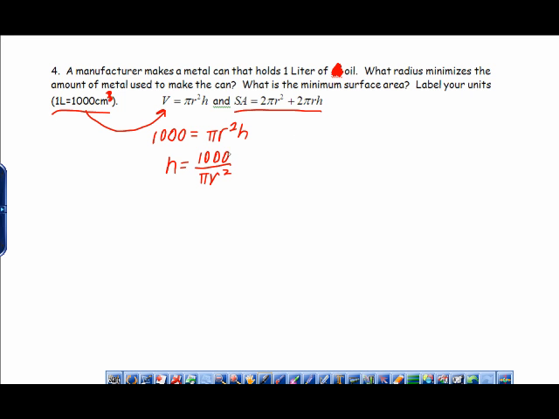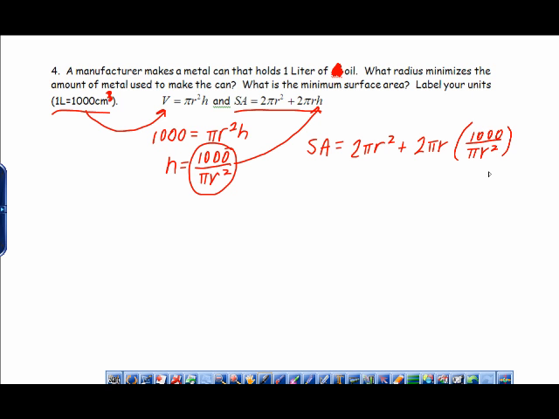Okay, so we're going to take this and we're going to substitute it in so that my surface area for this particular volume, it wouldn't work for any other volume, but for this volume, I can now have a surface area that isn't in terms of radius and height, but just radius. So instead of writing h here, I'm going to write 1,000 over pi r squared.